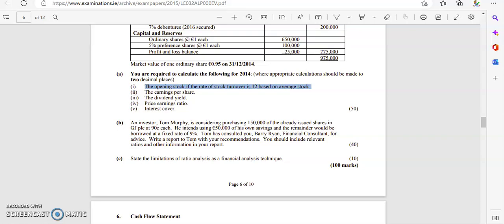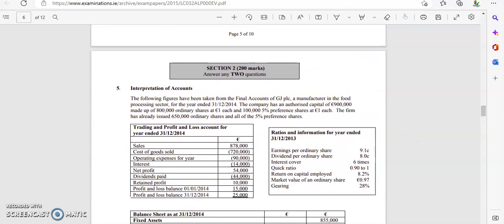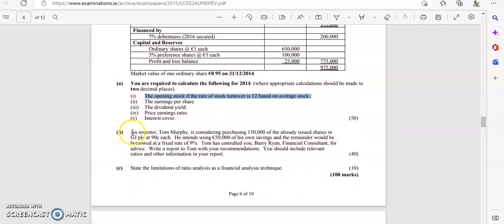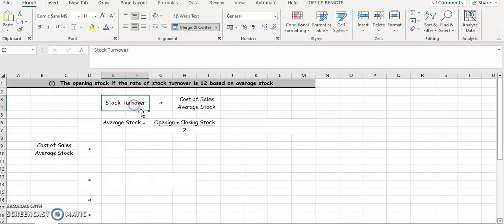Okay, so let's have a look at the 2015 ratio question for CJ PLC and have a look at the first adjustment. So it says the opening stock if the rate of stock turnover is 12 based on the average stock. So once again, we're going to break this ratio up into two parts. First part is going to be the stock ratio is equal to the cost of sales divided by average stock. So we're going to try to find the average stock, and then substitute this formula here, opening plus closing stock divided by 2, in for our average stock.